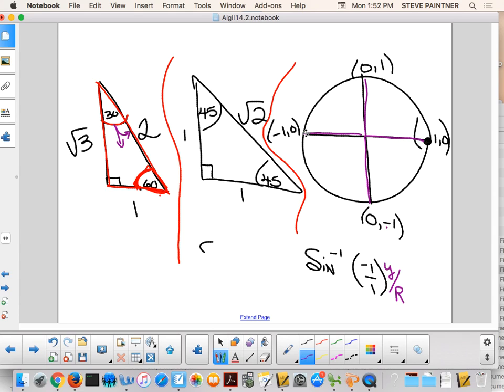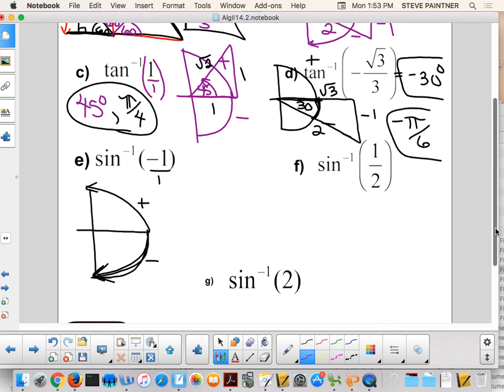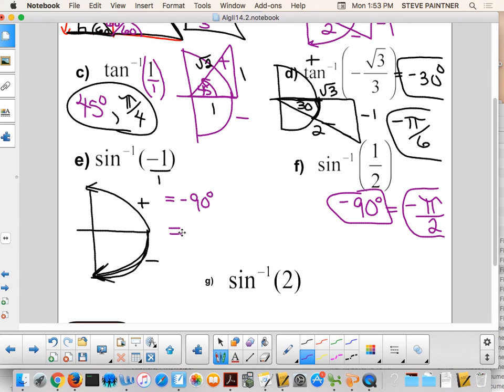So what degree is this? What do we call that? 270. Don't go that way. Negative 90. It's negative 90. Yep. The answer is negative 90. Or negative what over what? Pi over 2. Radians, degrees. Did I do that wrong? Yes, I did. It's right here. Sorry, this is the answer. Negative 90 or negative pi over 2.